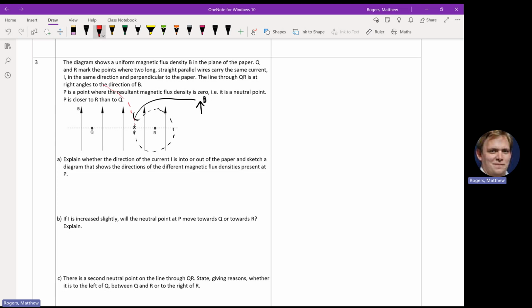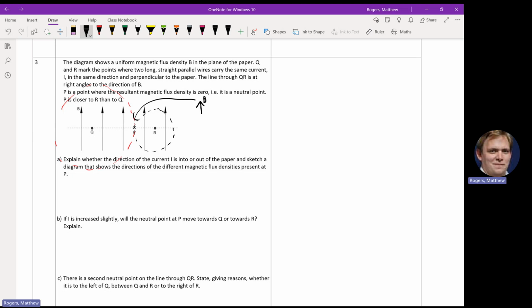Let's use 2 different colors like this. And as soon as we do this, we can see the one from Q is weaker than the one from R. We're further away from Q than we are from R. So question A says, explain whether the direction of the current I is into or out of the paper, and sketch a diagram that shows the direction of the different magnetic flux densities present at P.